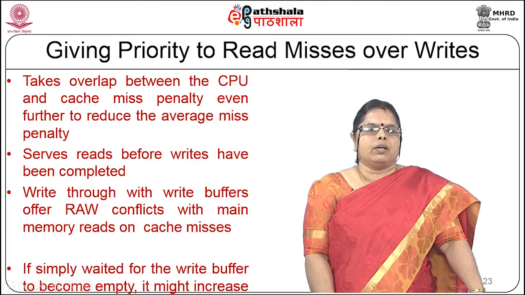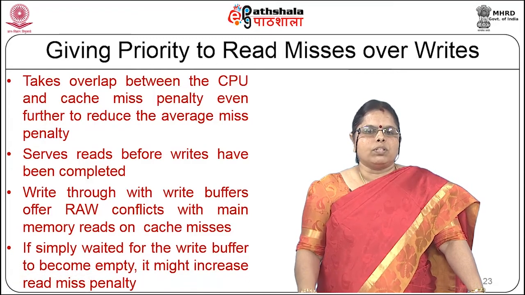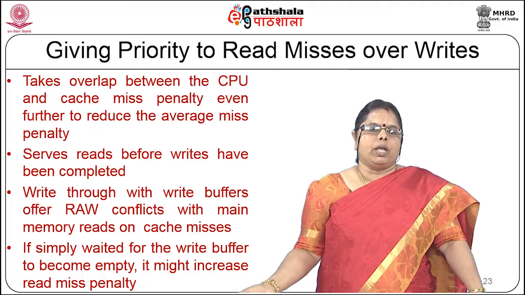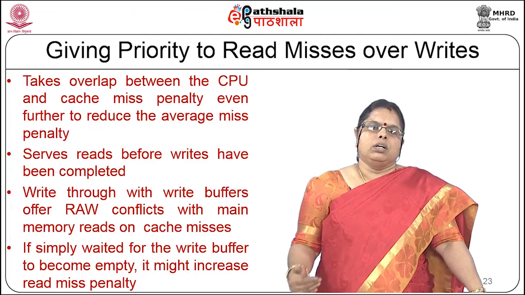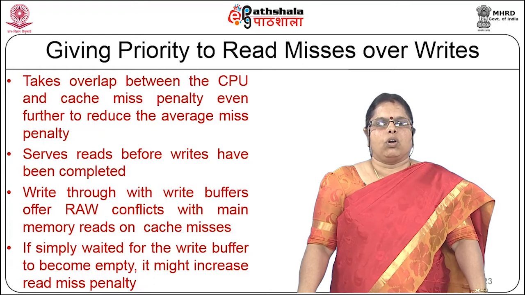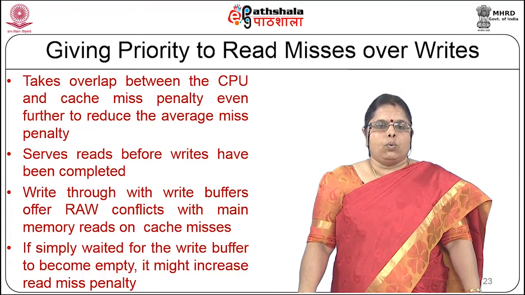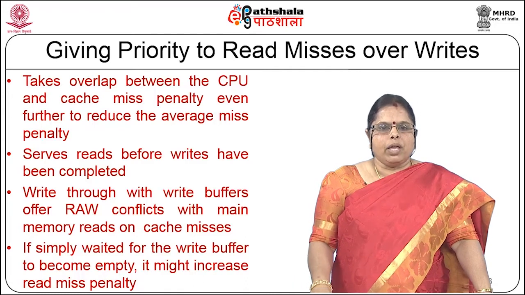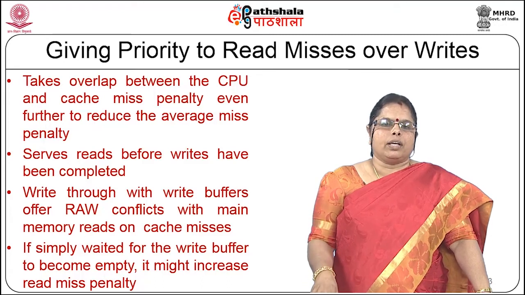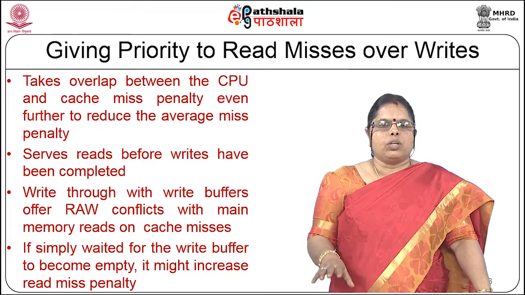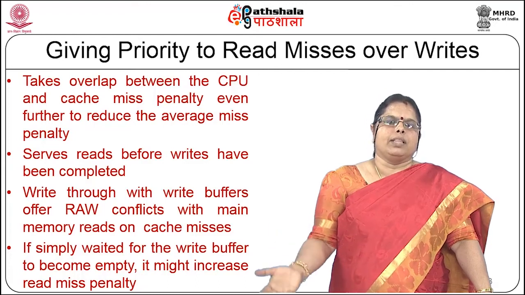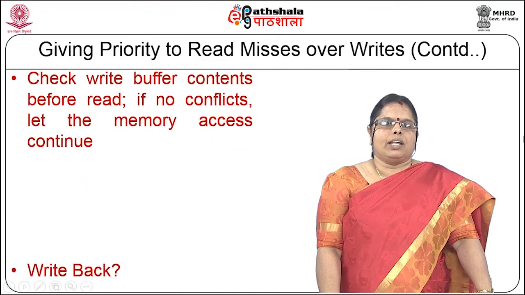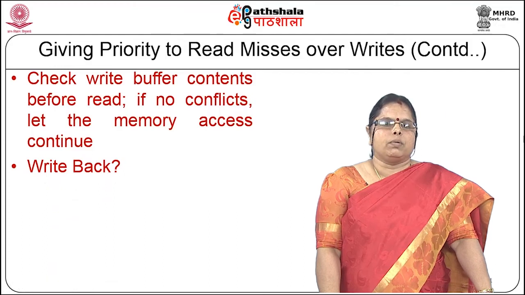But if you try to read the old value from memory, you have a RAW conflict there. So, you will have to be a little careful. In that case, you will have to wait for the write buffer to be written into main memory, and then read the data from there in order to avoid the RAW conflict. So, whenever you use a write buffer, whether it is a write through policy or a write back policy, make sure that if there is a request to data that is still sitting in the write buffer, the writes happen from the write buffer to the main memory and then you read the data. So, you will have to be careful about that. You will have to check the write buffer contents before the read. If there is no conflict, let the memory access continue.